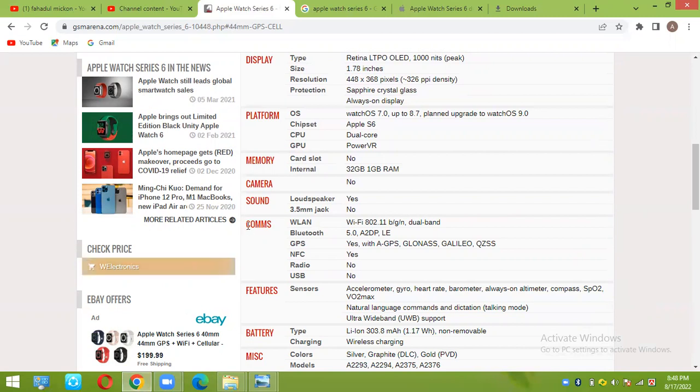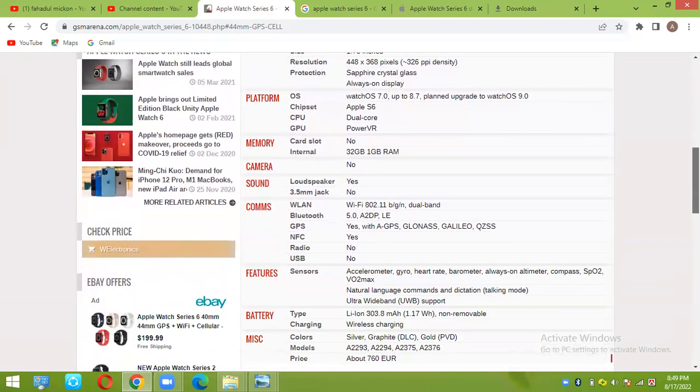When we go to the Wi-Fi system, it has 802.11 b/g and dual band, and its Bluetooth is 5.0 A2DP. I wish they would give more than 5, but they stuck on 5, so it's okay. Then if I talk about the GPS system, it has GPS, with A-GPS, GLONASS, Galileo, and QZSS, and it has NFC. Then it has no radio and no USB. I told you before that it's fully wireless, and it has no jack and no USB port on the watch.